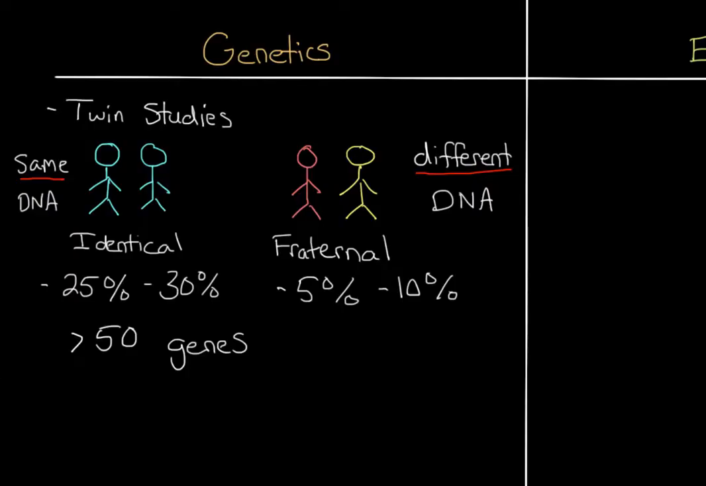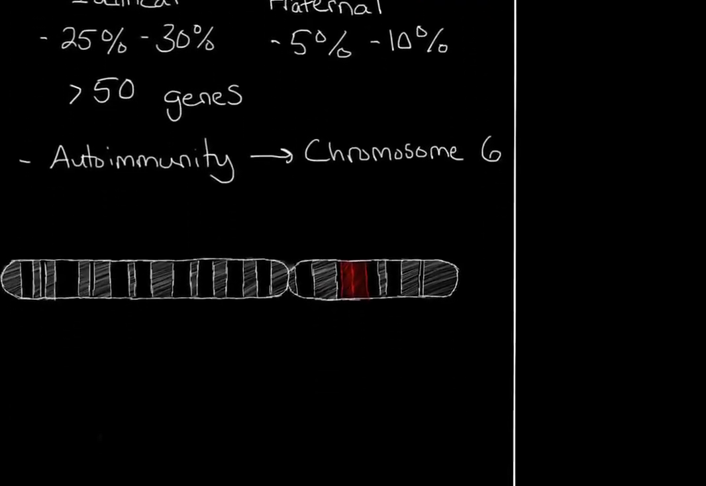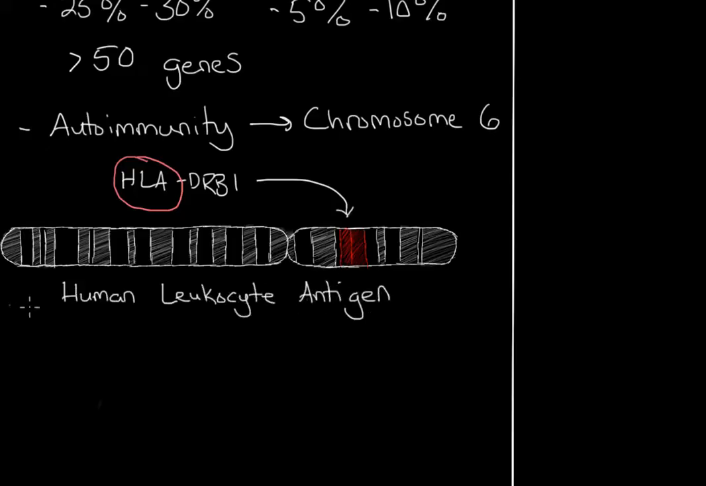Now there's actually one gene that I want to talk about, and the reason why is because this gene is involved in autoimmunity, and it's found on chromosome 6. So here's the chromosome in question, and you'll notice that I've highlighted a part here in red. And this part will contain a gene called HLA-DRB1. And this is kind of a lot of letters here, so we'll mostly just focus on the HLA part. So what is HLA? Well, it just stands for human leukocyte antigen. So what does this guy do?